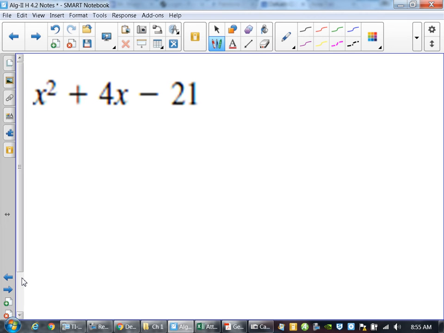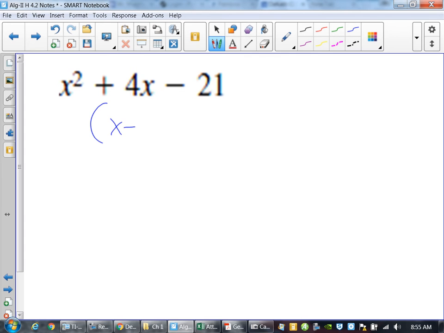X squared plus 4x minus 21. Basically, again, what times what is 21 that you add together to get 4? 7 and negative 3. Does it matter which one comes first? It matters which is the sign, but the terms themselves don't matter which one you put first, the plus 7 or the minus 3, because 7 times 3 is 21, and 3 times 7 is 21.